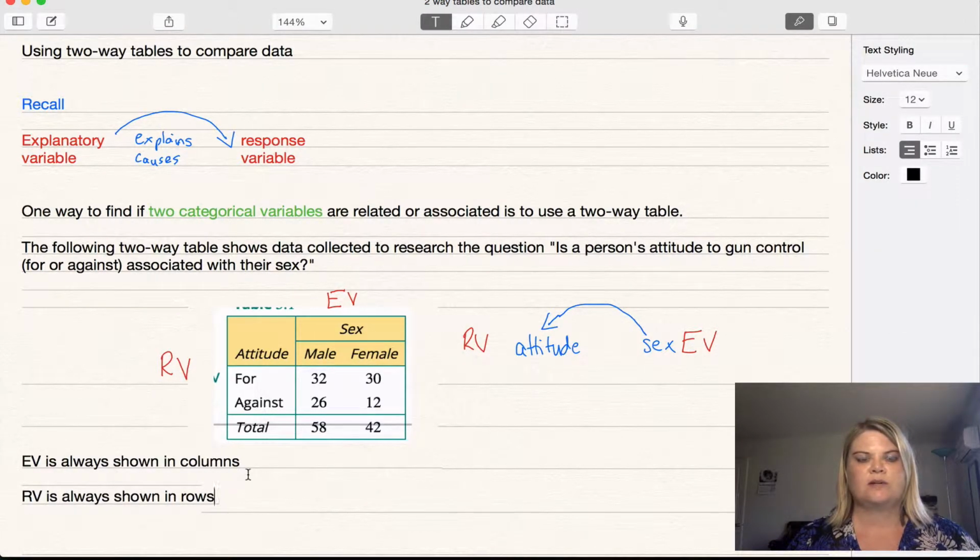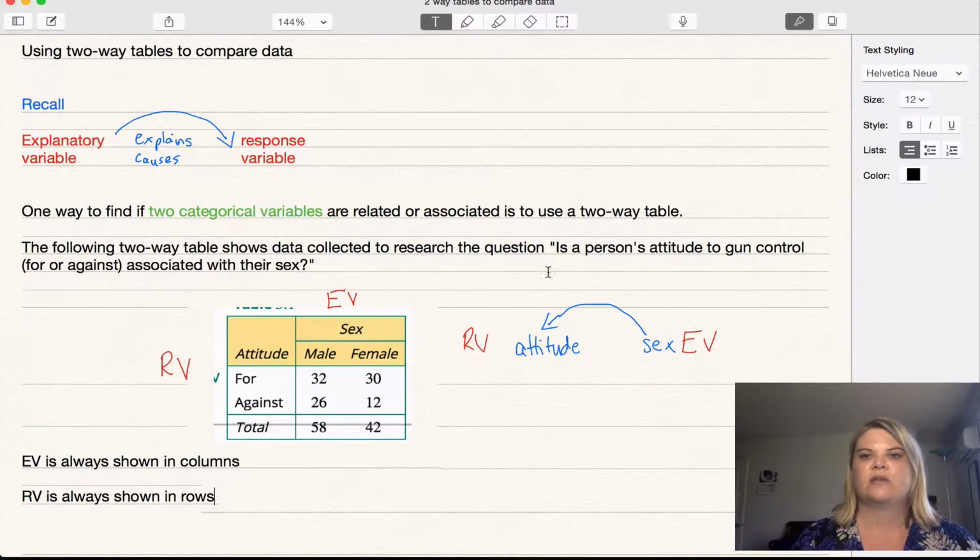Okay, and I've written this nice little reminder for you that the explanatory variable is always shown in columns and the response variable is always shown in rows. That means if you're just given a table, you don't need to work it out using this little diagram. You could just straight away go explanatory variable, sex, response variable, attitude. Done. If you're unsure, you can go back to the diagram and it's easy to just check if you're not confident.